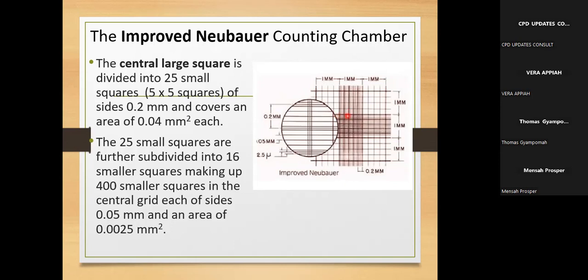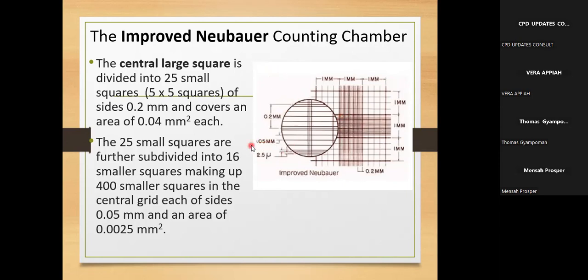Now this 0.2 has been subdivided into 16, so each side has also been divided by 4. So you have 0.2 divided by 4, and that should give you 0.05. This is the mistake I made. I said 0.025 and nobody corrected me. So the smallest size here is 0.05. Please calculate if you get that. If somebody is getting something different, let us know.